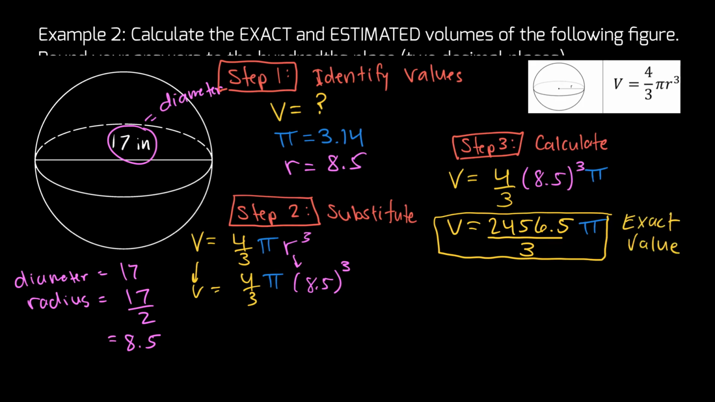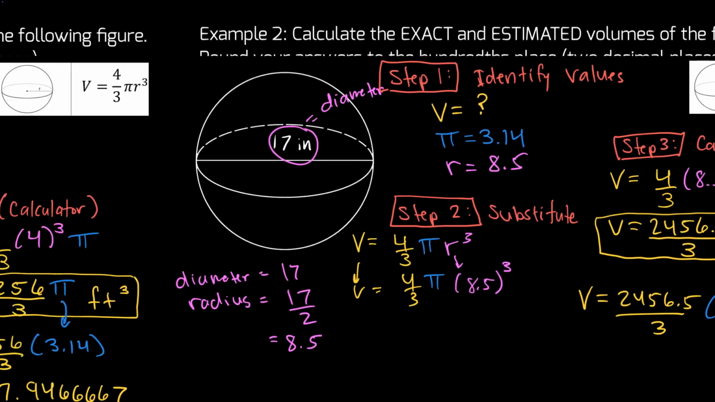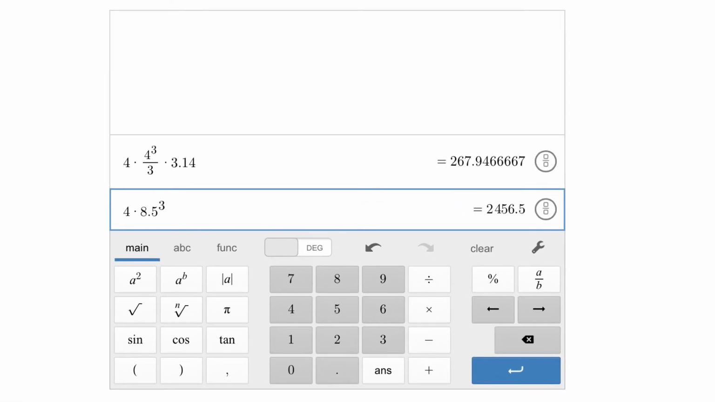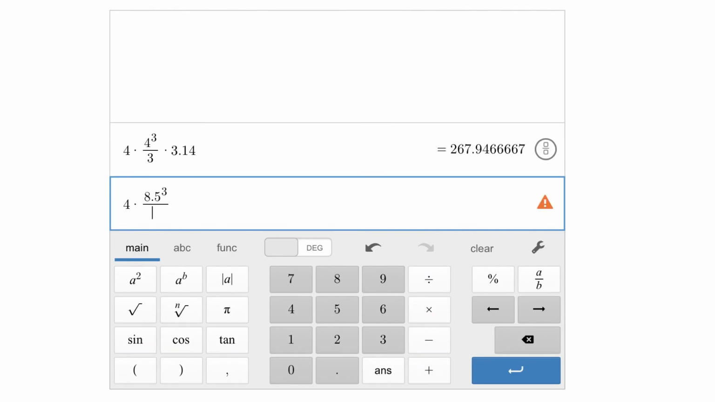Now to find the estimated value, it's the exact same thing, but now pi is going to change into 3.14. Then we take all that, plug it into the calculator, and see what we get. So we still have 2,456.5. Now I'm going to divide that by 3, and then multiply it by 3.14. And then we get 2,571.136667.